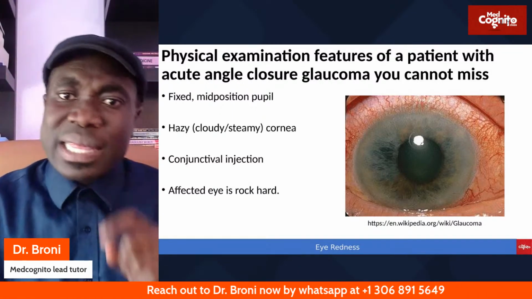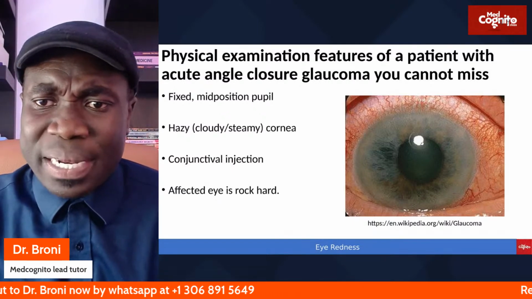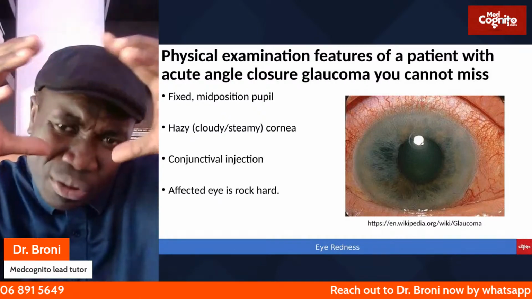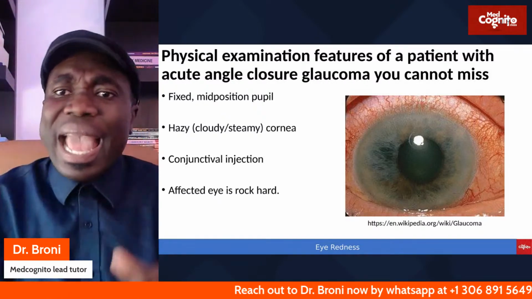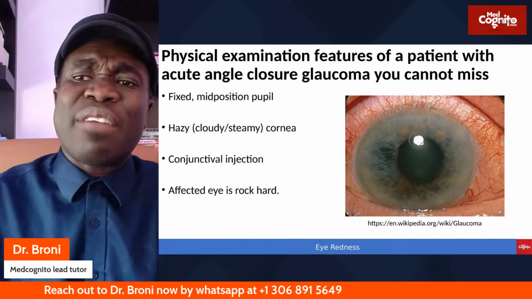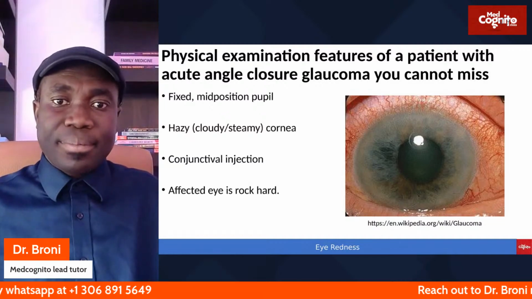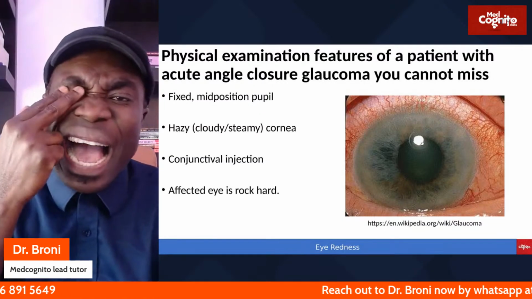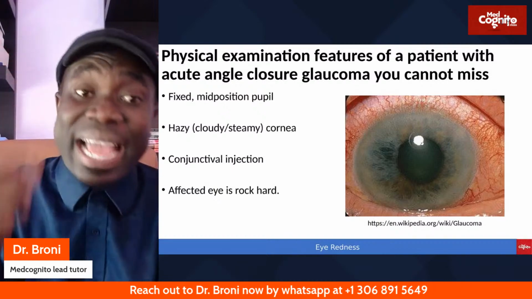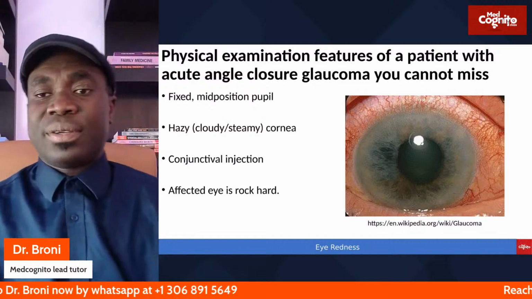Number two, there is a hazy cornea. Look at what is happening there. If you look at the picture I'm showing, it looks like there's a cloud around the pupil. And then there's conjunctival injection. So you see that the conjunctiva looks red. That's why we call it red eye. And then if you touch the eye, the eye is hard like a rock.